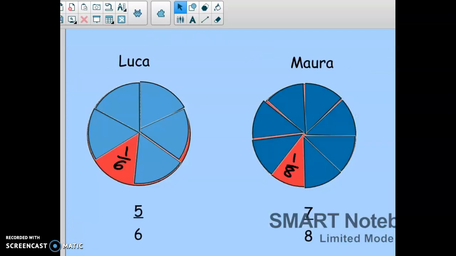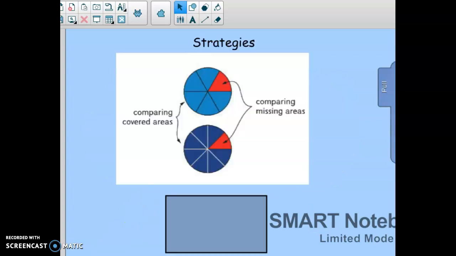Here is what your model should look like with the fraction circles. Lucas uses the light blue fraction circle pieces that each represent 1/6, giving him 5/6, and Mara uses the dark blue fraction circle pieces to show 7/8. You might look at this and notice that the light blue fraction circle pieces are larger than the size of the dark blue fraction circle pieces.